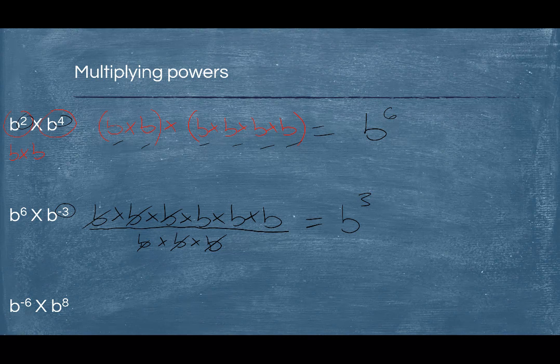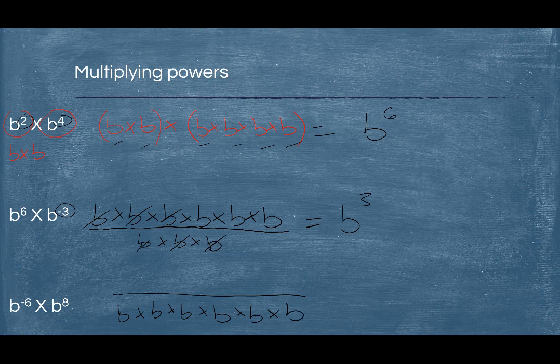I'm going to do one more like this with expanded form in case it's asked of you. B to the power of -6 means I got 6 b's on the bottom. B times b times b times b times b times b. Is that 6? 1, 2, 3, 4, 5, 6. Yep. And then 8 of them on the top. B to the power of 8. 1, 2, 3, 4, 5, 6, 7, and 8.